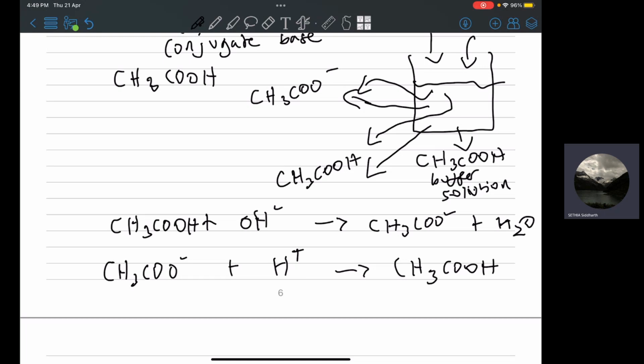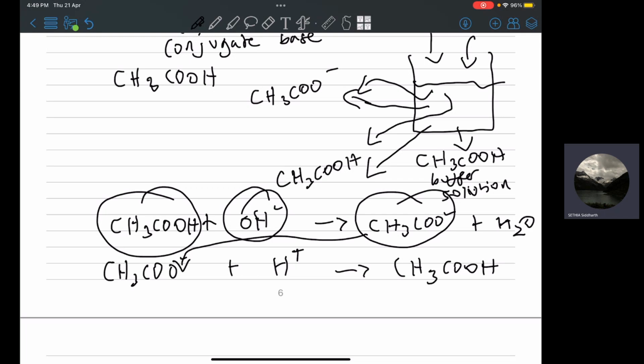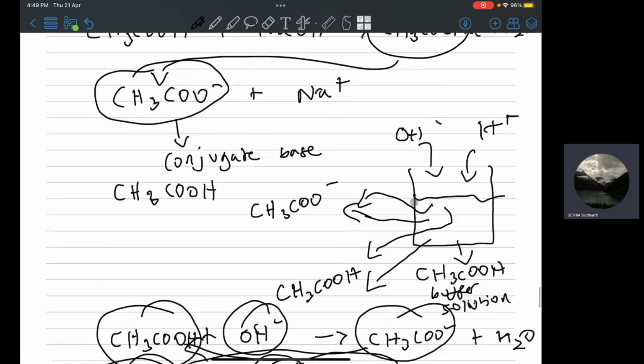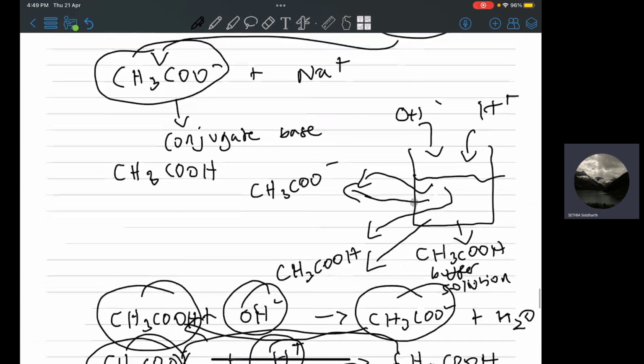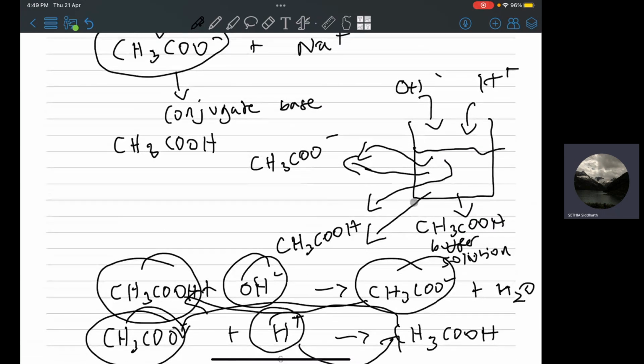In the buffer solution, when the weak acid reacts with the base, it forms the conjugate base. And when the conjugate base reacts with an acid, it forms the weak acid. So it's sort of a cycle, right? It's a regenerating cycle. And this is how a buffer solution manages to resist changes in pH.